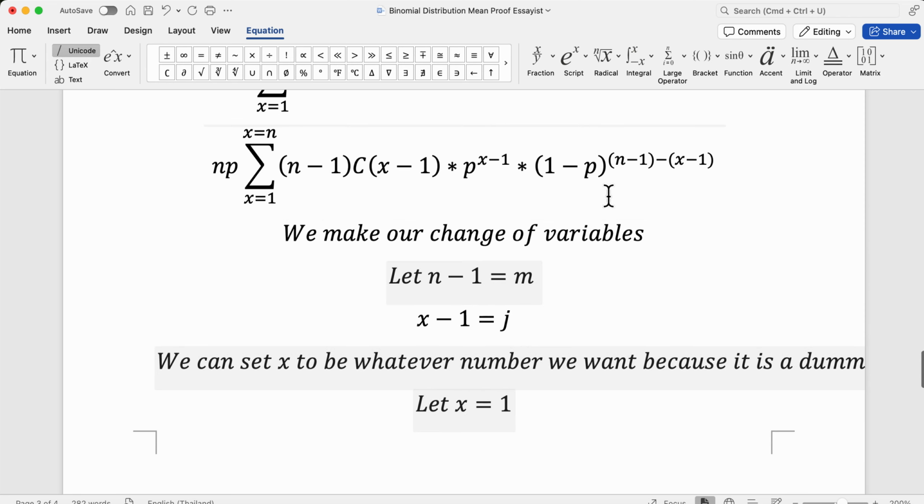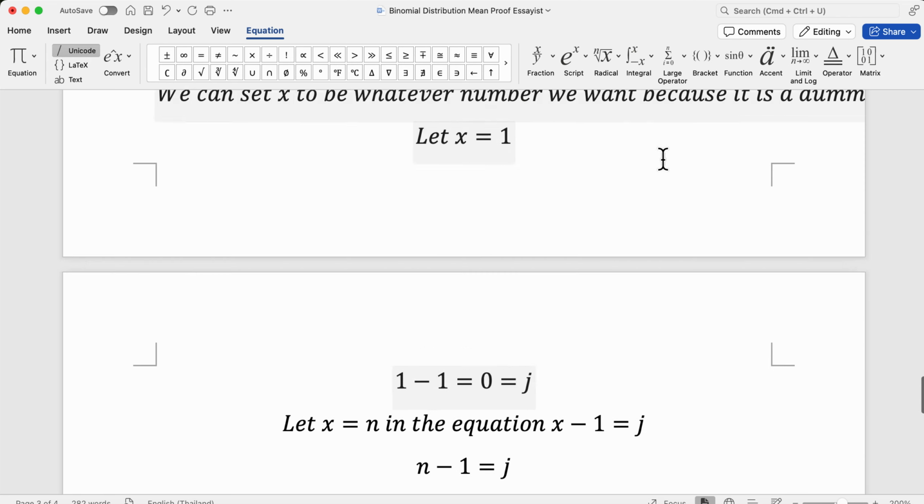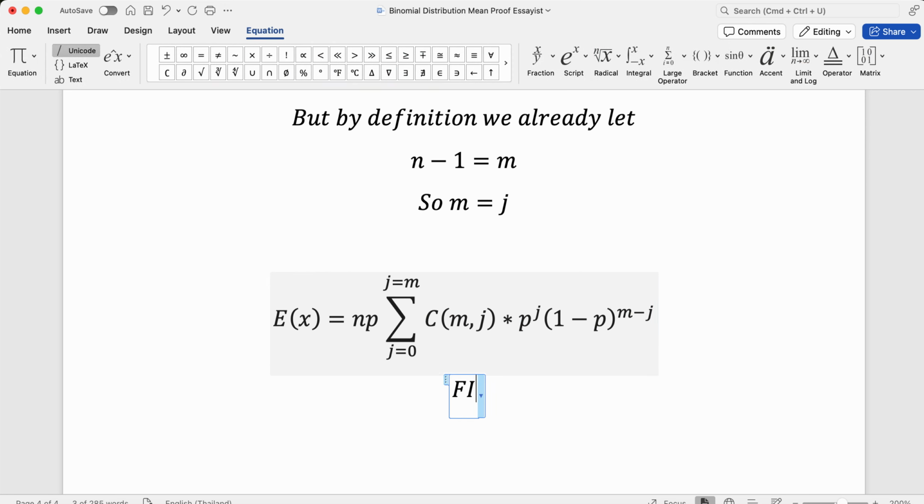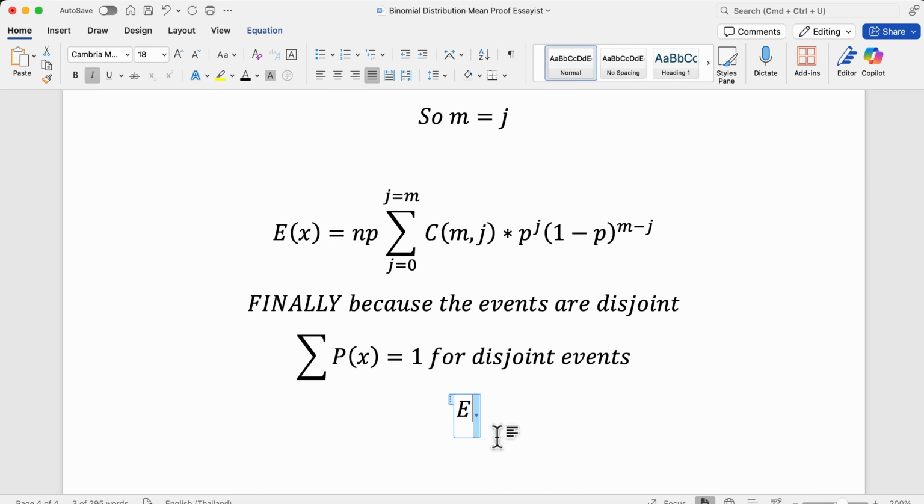N minus 1 is m. X minus 1 is j. There we go. We have n minus j there. Boom! Very nice. And then, finally, because the events are disjoint, this probability has to equal 1. Boom. And with that, we are done.